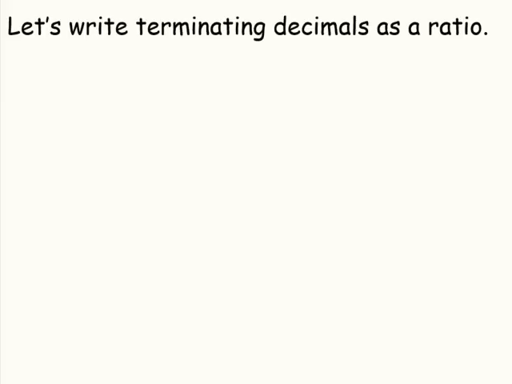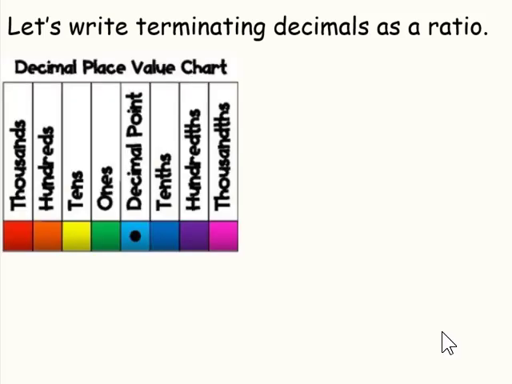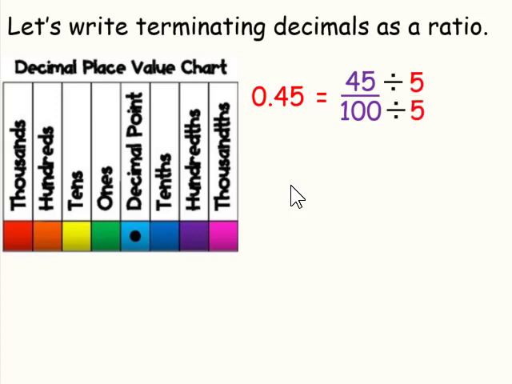Let's write terminating decimals as ratios. To do so, we must remember our decimal place value chart. When we look at this number 0.45, this is actually read as 45 hundredths, since the furthest most number to the right of the decimal is in the hundredths place. So we read it as 45 hundredths. One way of writing 45 hundredths is to write it as a ratio, 45 over 100. Since the numerator and denominator are both divisible by 5, the result is 9 over 20.